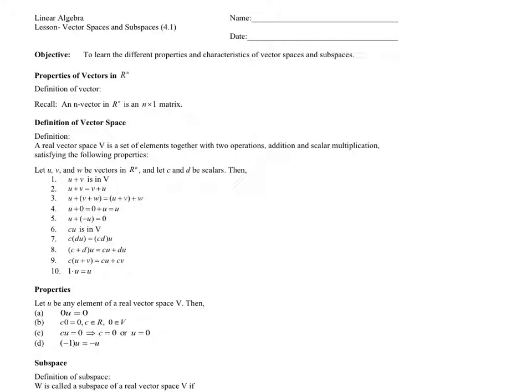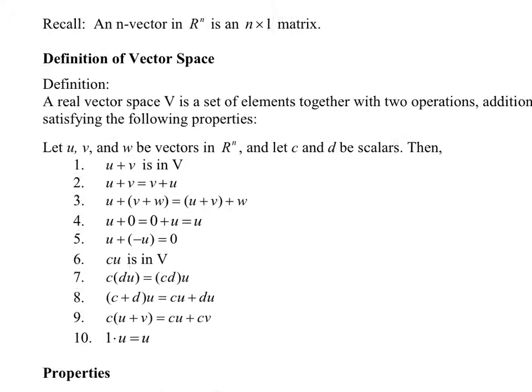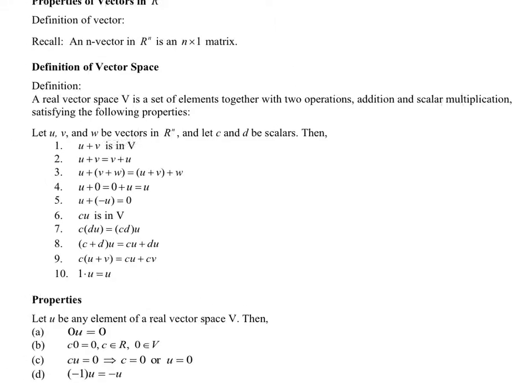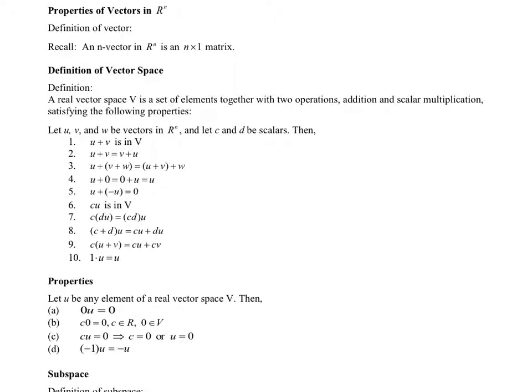So a lot of this is a rehash of stuff that we already knew. All right, we know what a vector is. We know what a vector space is. All right, so vector space, any kind of linear combination of vectors. All right, addition, scalar multiplication. All right, and all of these properties apply.